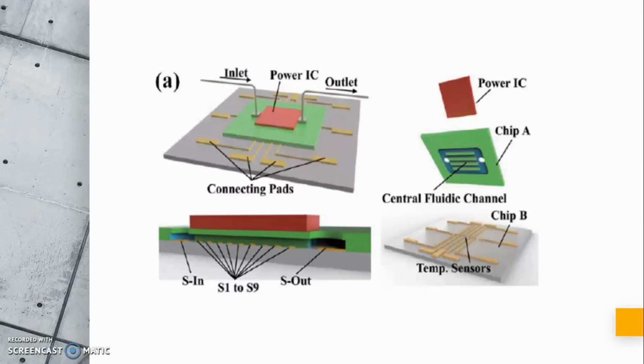Here a cross-sectional picture illustrates that the two temperature sensors, namely S1 and S2, are placed at the inlet and outlet of the heatsink respectively. The 9 temperature sensors, denoted S1 to S9, are equally distributed in the central fluidic channel with a pitch of 500 micrometers. This configuration ensures that the temperature profile in the fluidic channel can be extracted.